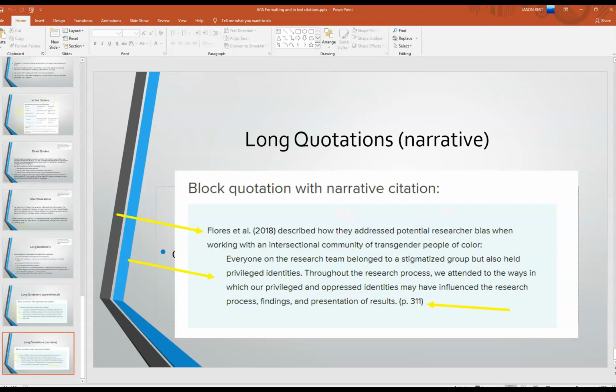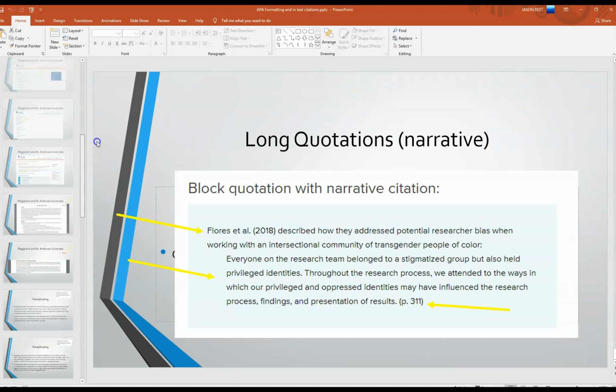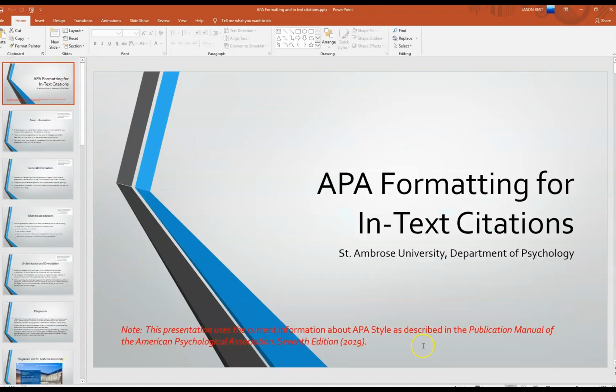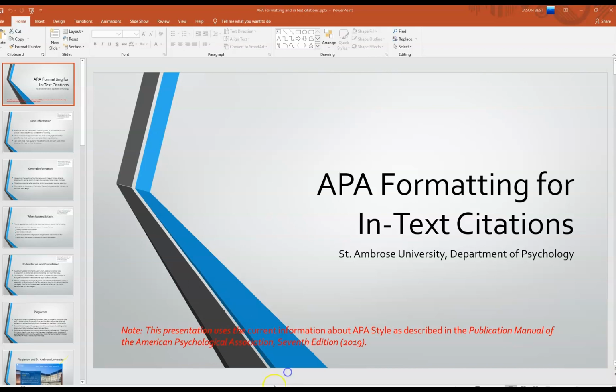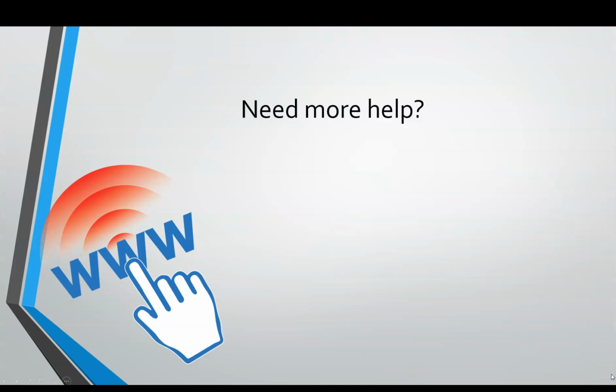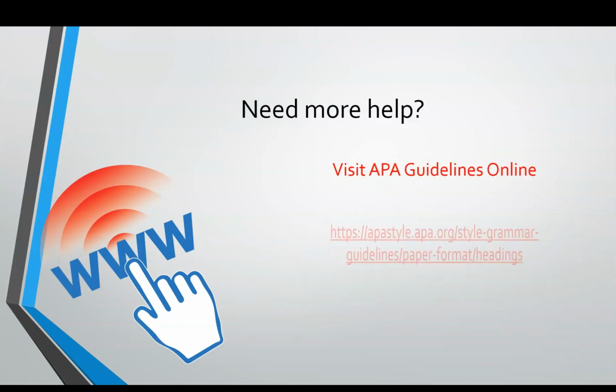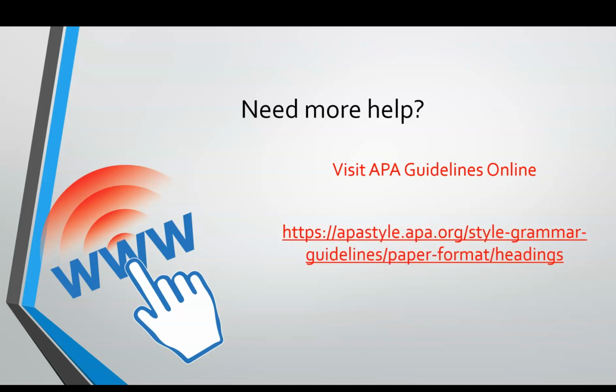For more information about in-text citations, please refer to the 7th edition of the Publication Manual of the American Psychological Association. For more information, visit the APA guidelines online at the address on your screen.